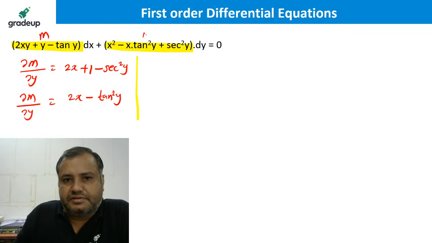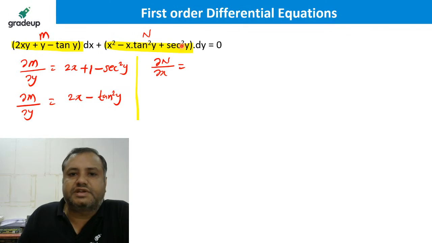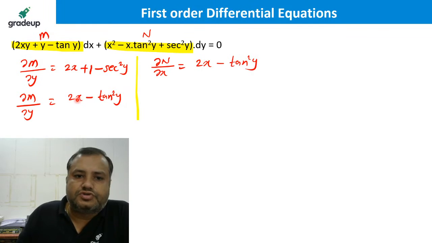This is N. Del N by del x, derivative of this term with respect to x. This will be twice x minus tan square y. So both of these terms are the same. So we can say that this equation is exact.